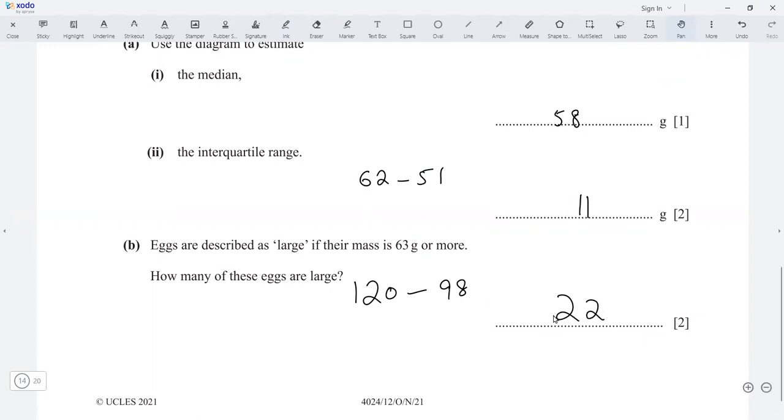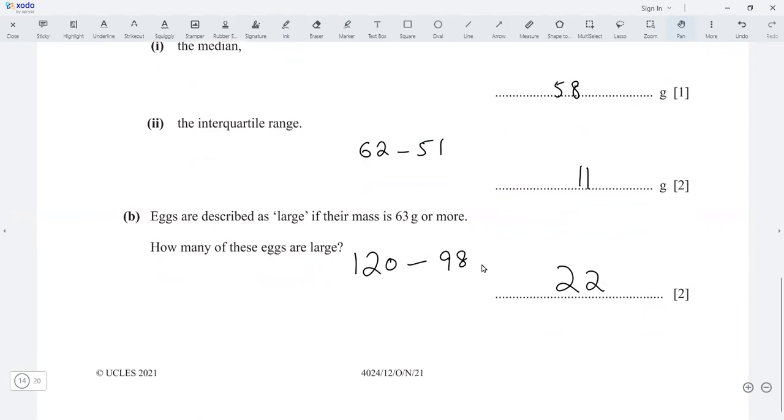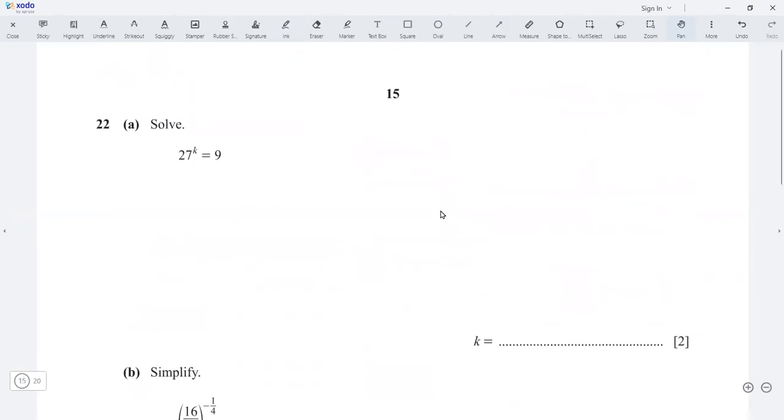So moving towards question number 22. In question number 22, they have said you have to solve, and it's an indices question. So I have to solve an indices question. Once the variable is in the power, we have to make the bases the same. So 27 I will write down in index notation, in its prime factor form as well.